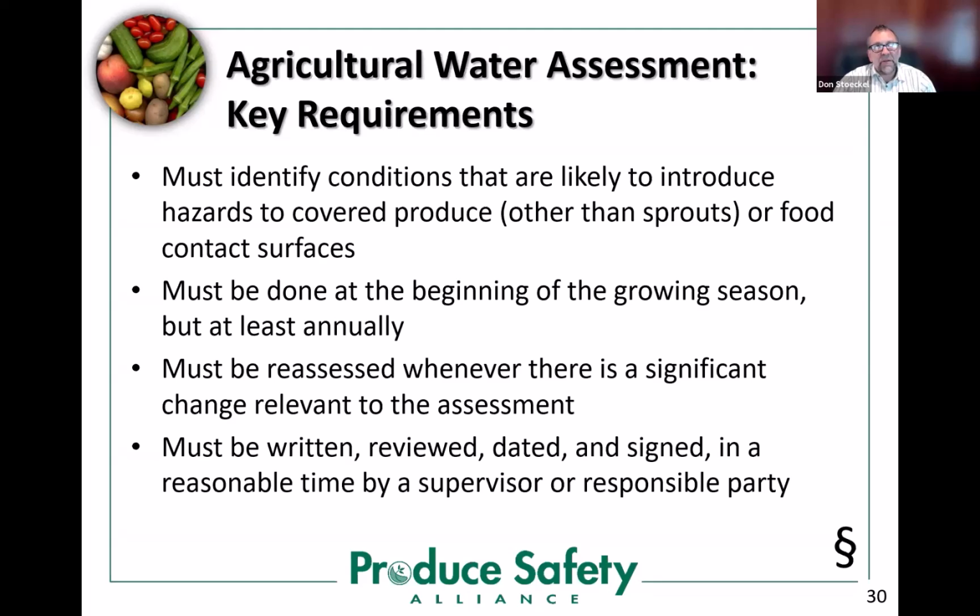The notes are in Module 5, in this slide's notes, but it describes each one of these characteristics that's on the slide: that it must identify conditions, that it must be done at the beginning of the growing season, unless you have year-round growing seasons, but at least once annually, that it must be reassessed when there's a significant change, and then the record keeping: written, reviewed, dated, signed in a reasonable time. So that just introduces the concept and lets people know what the key aspects of compliance will be, the things that we can check boxes and know.